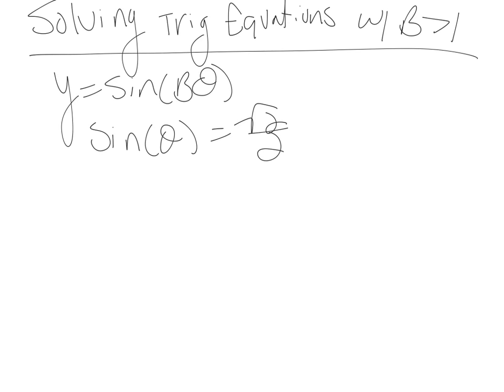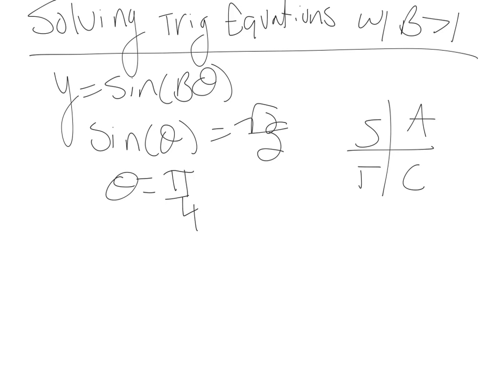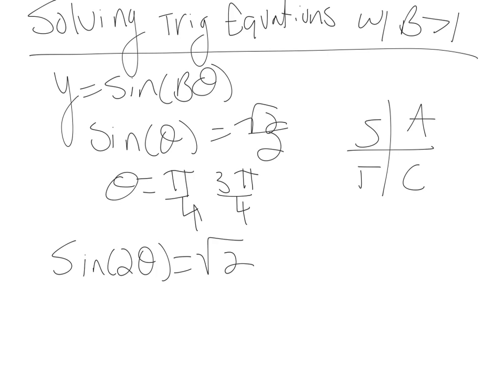Well, I know what that is. If I need to, I can look at all students take calculus or all students take chemistry, depending on how you've heard it. And we know that in the first and second quadrant is where sine is positive. So theta would have to be pi over 4 and 3 pi over 4. But now we're going to look at sine of 2 theta equals root 2 over 2.